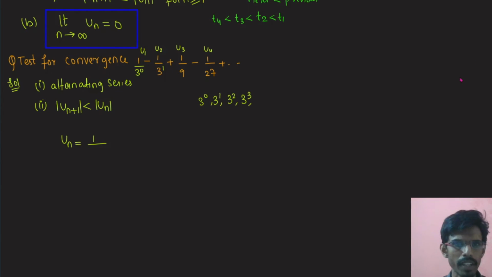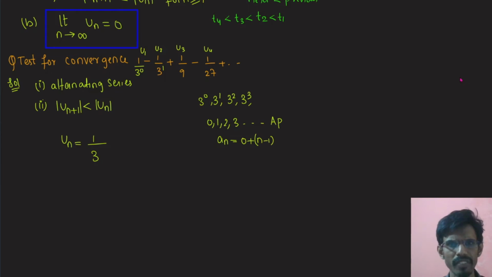In the numerator we have 1 and in the denominator we have 3 common. Now what will be the power of this 3? The power is 0, 1, 2, 3. It is changing, so 0, 1, 2, 3 and so on. So these are in AP. So its general term an will be the first term 0 plus (n-1) into d. Common difference is 1. So I will get n-1 as the general term.